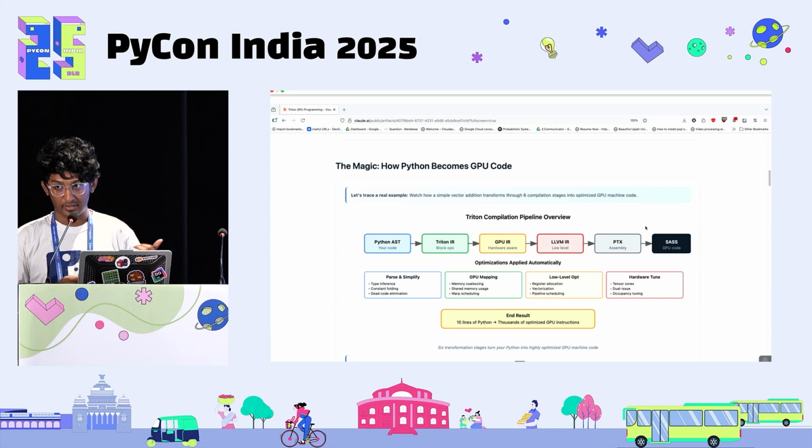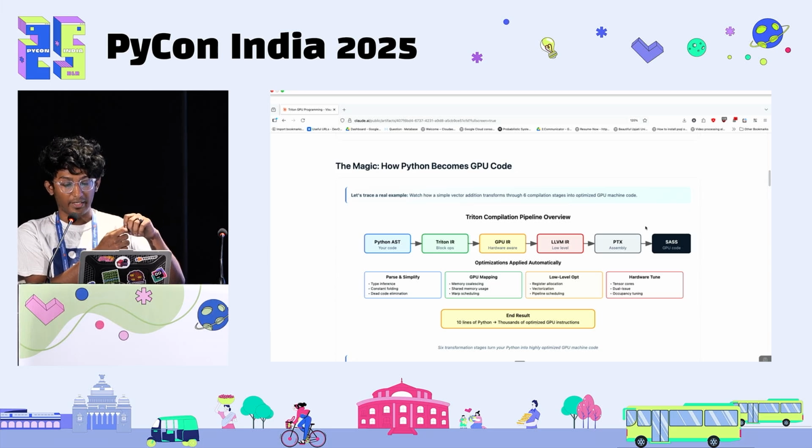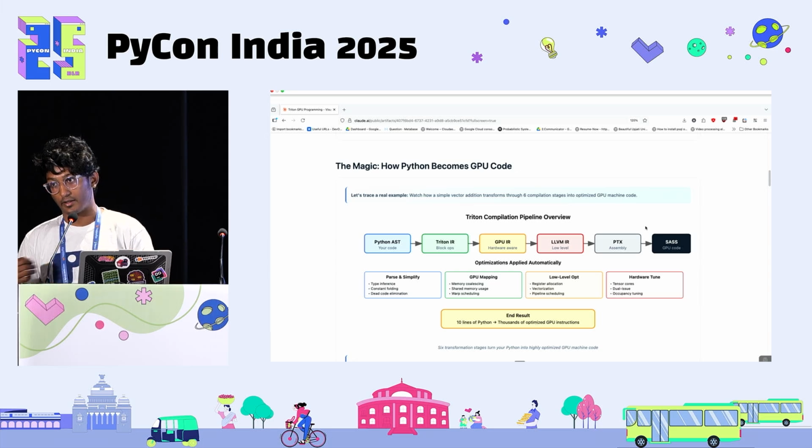There is Python AST, we are aware, abstract syntax tree. Then on the fly, it creates a Triton IR, then a GPU-aware representation, and then LLVM, then assembly, and at the end of the day, GPU code.